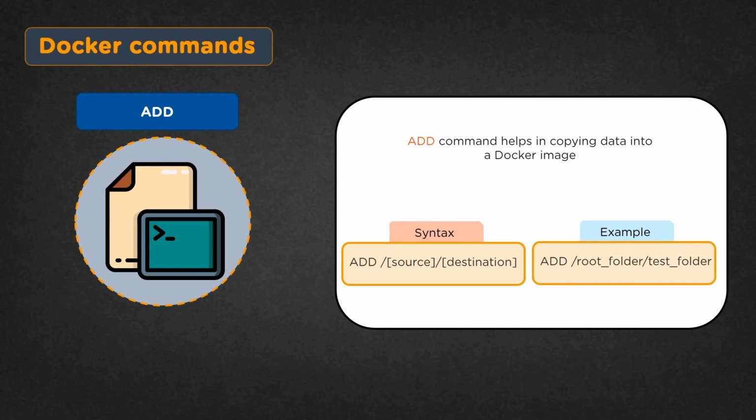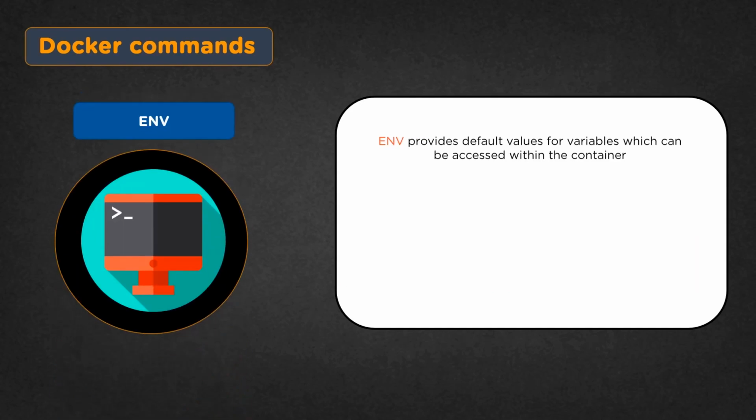So you can use the example over here just like this. You can give two entries. One is the source, one is the destination. And once that is done, you will be able to see your files being stored in the destination directory once the final Docker image is prepared.